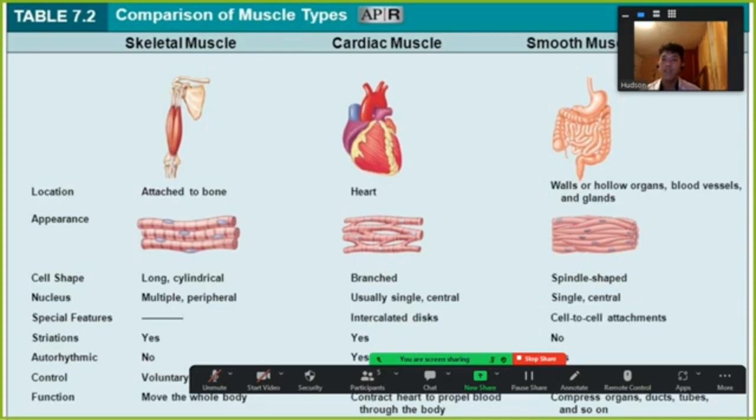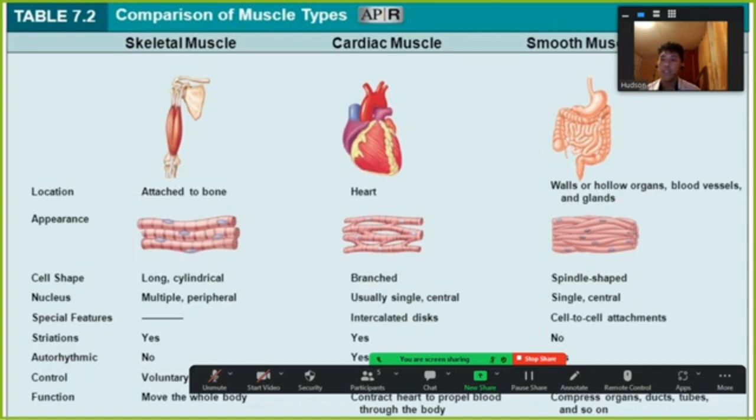Now we have the cardiac muscle. Location niya kay sa heart. Appearance, makita ra sa picture. Cell shape, branched. Nucleus, usually single or central. Special features, intercalated discs. Striations kay yes. Autorhythmic kay yes. Control kay involuntary. Function kay contract heart to propel blood through the body.